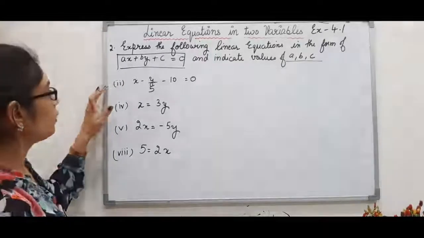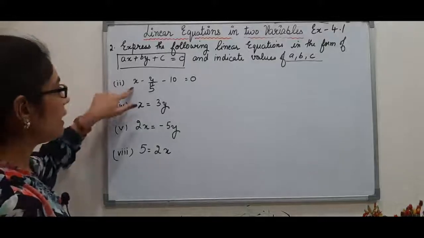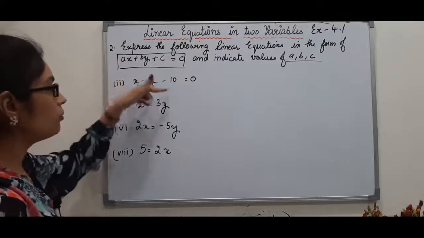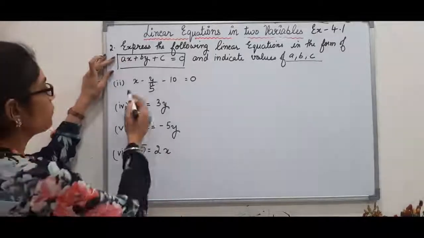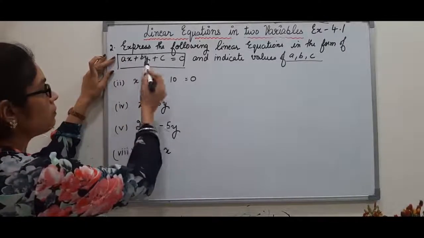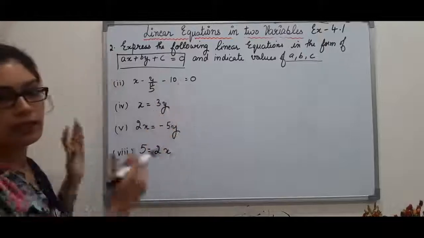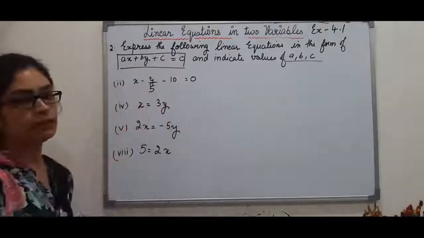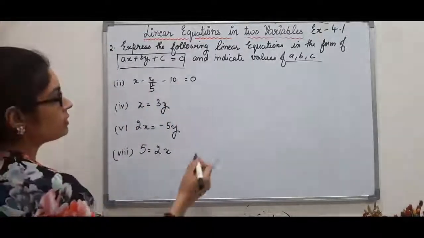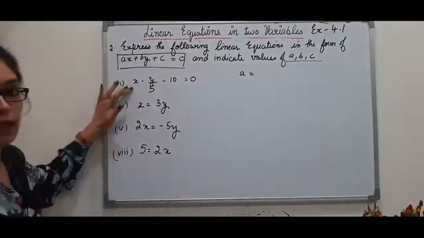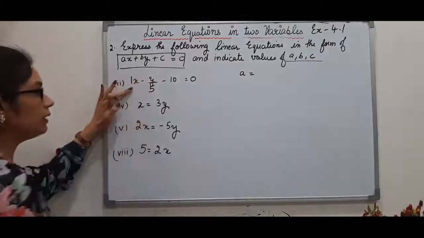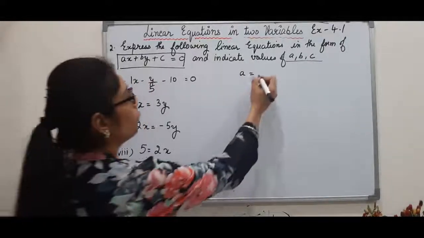So let's start now. The first equation is x minus y by 5 minus 10. This is already in the form ax plus by plus c is equals to 0. Everything is already on the left hand side of the equation, so we just have to write the values of a, b and c. So a, which is with x, nothing is written, which means 1 is there.